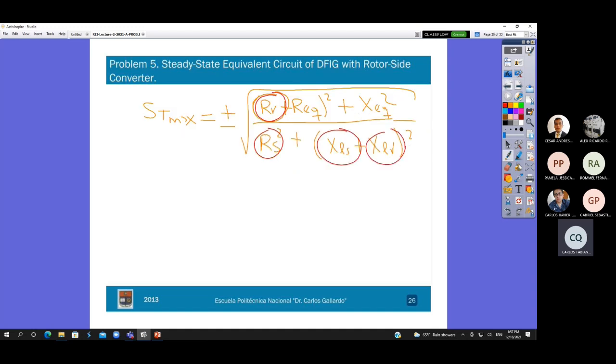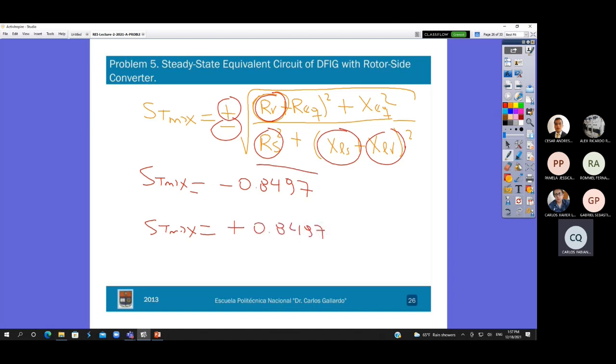Okay? Therefore, I will have two possibilities, using the plus and minus. For the second case, I get negative 84.97. And for the first case, I will get plus 0.8497. Due to the mode of operation, I am selecting this value, and the other value is omitted.